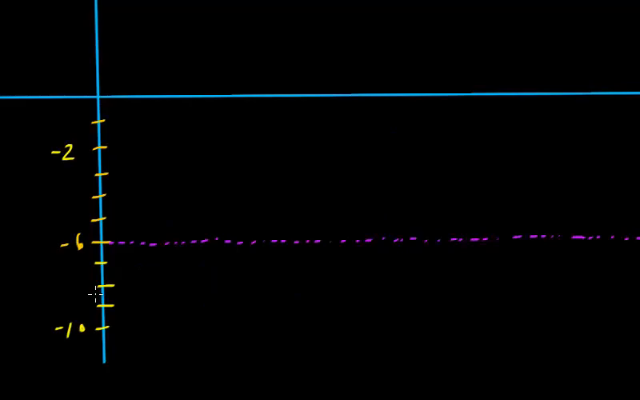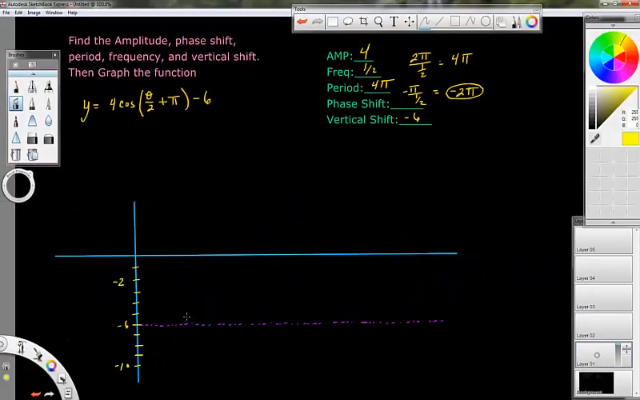Okay, and I think basically at that point, that becomes your new x-axis there, that little dotted purple line. Hopefully you can see that. Yeah, you can see that. Okay, so we got our amplitude. We're working with the cosine.